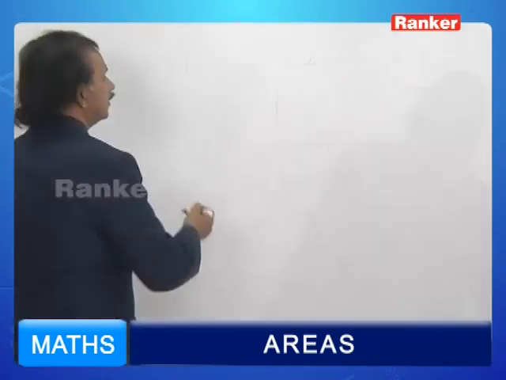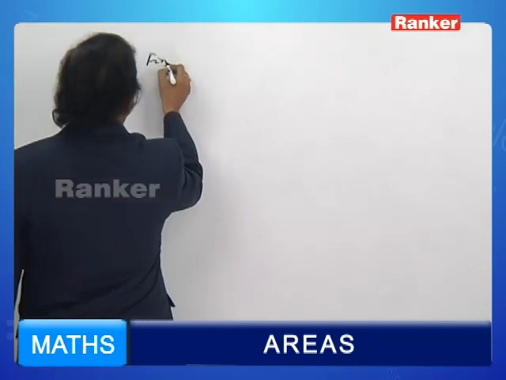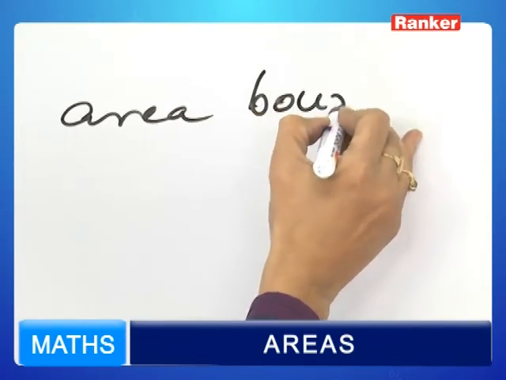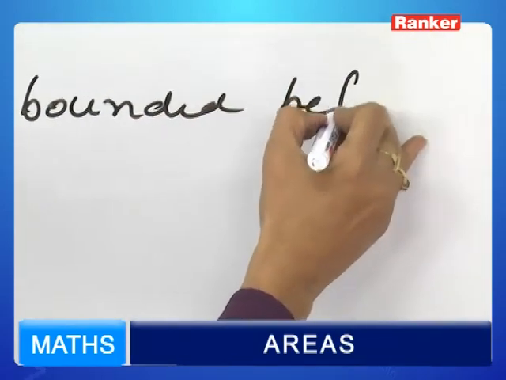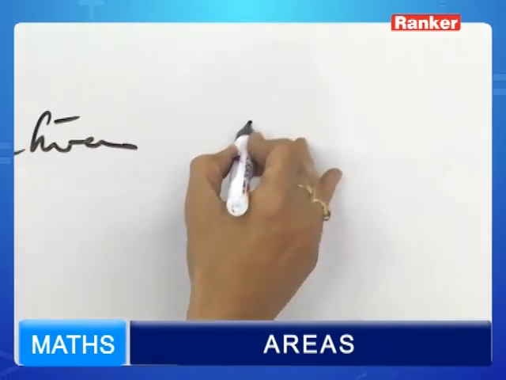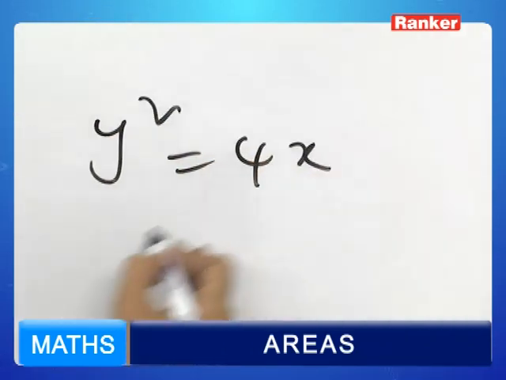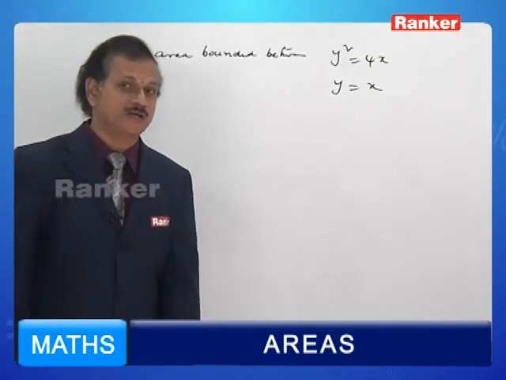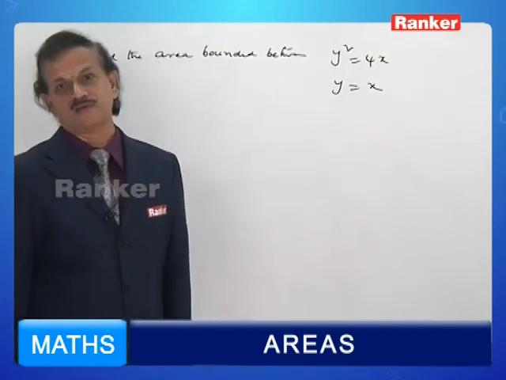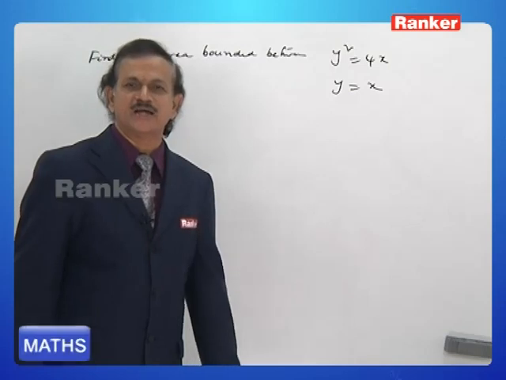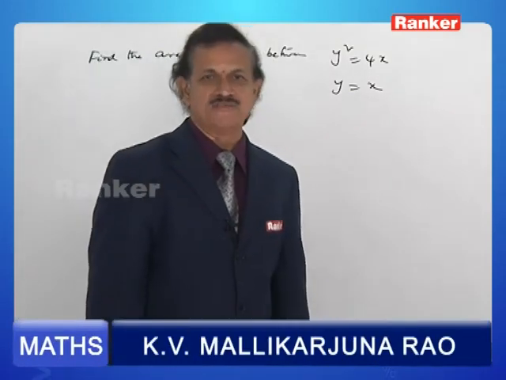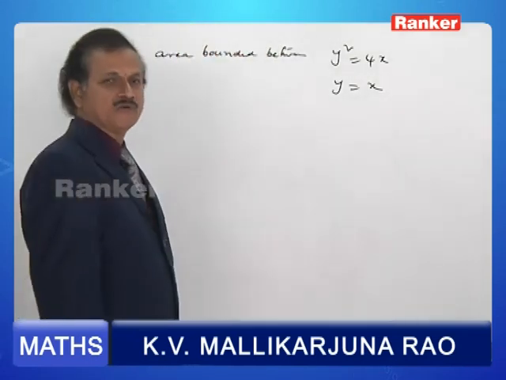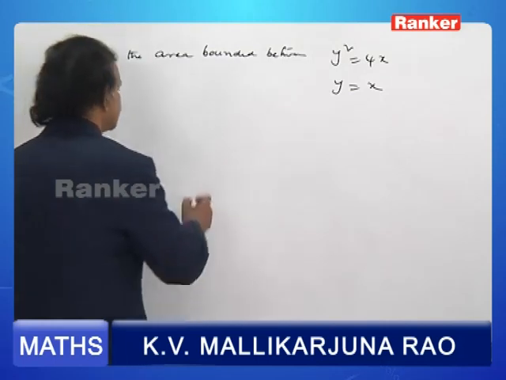Another question. Find the area bounded between y square is equal to 4x and y is equal to x. He has not given any boundaries or limits. You have to understand by looking at the nature of the graphs of the two functions given there. What are the functions actually? y square is equal to 4x and y is equal to x.